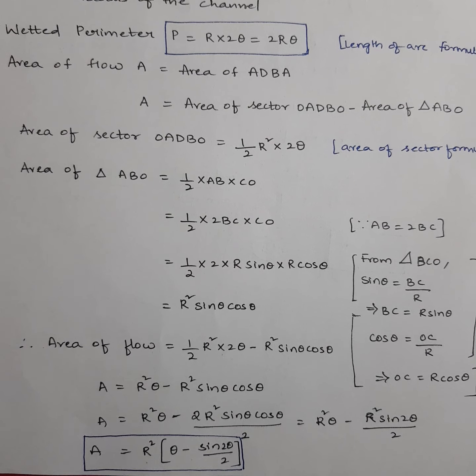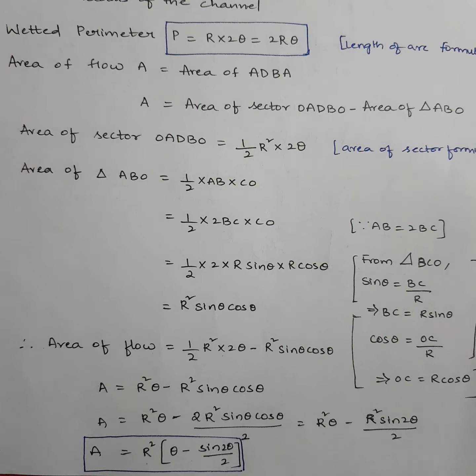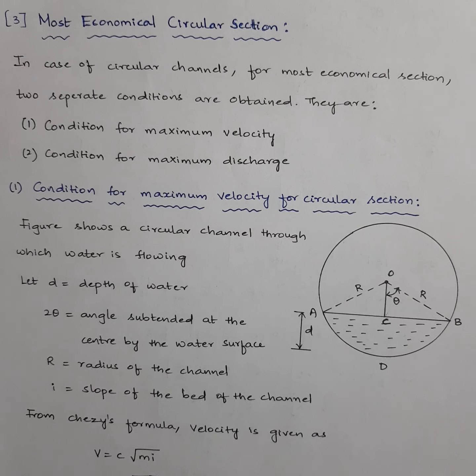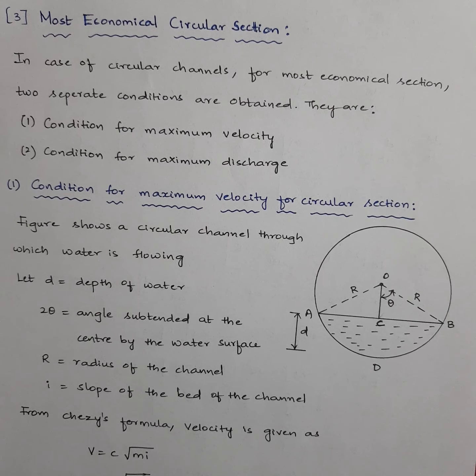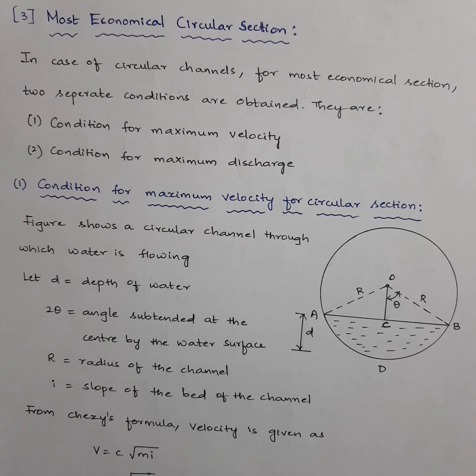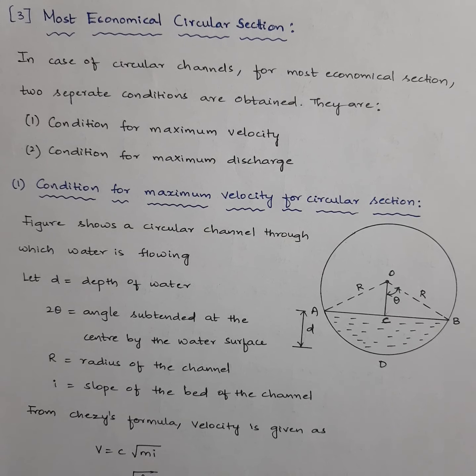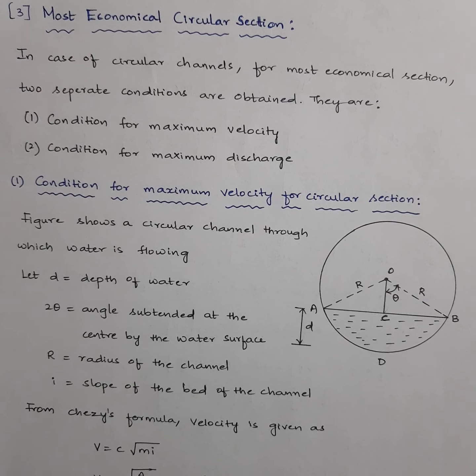We did not start yet, but directly we derived the formulas first earlier so that we can substitute there. Yes, so as I've told you, for most economical circular section, we will be deriving two separate conditions, that is condition for maximum velocity and condition for maximum discharge. I'll start off with condition of maximum velocity first.